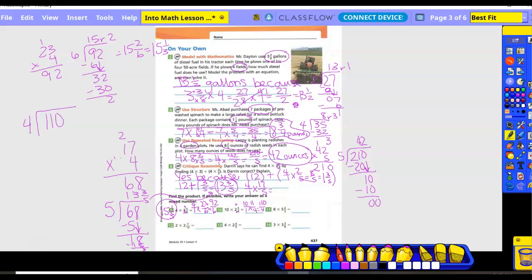How many times does 4 go into 11? 2 times, minus 8. 3, bring down the 0. How many times does 4 go into 30? 7 times minus 28. 2 left over, so 27 remainder 2. So how do I write that as a fraction? 27 and 2/4. Is that simplified? Nope. 27 and what? 1/2.